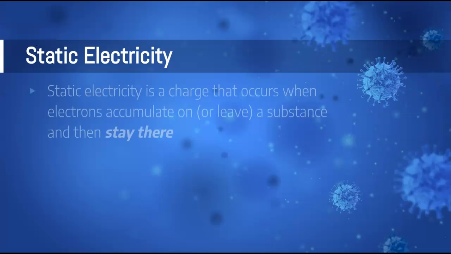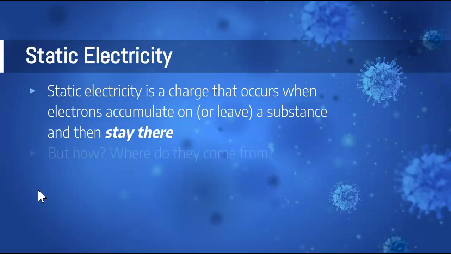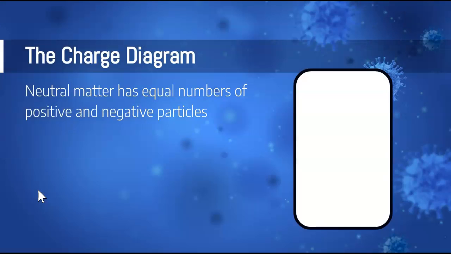Now, static electricity is a charge that occurs when electrons accumulate on or leave a substance and then stay there. So that's what we saw in our demonstration when I rubbed the balloon against my head. When I did that, electrons moved from my head to the rubber balloon and then they stayed in place. Now, the question is how? Where do they come from? Well, let's take a look at just a general diagram of an object.